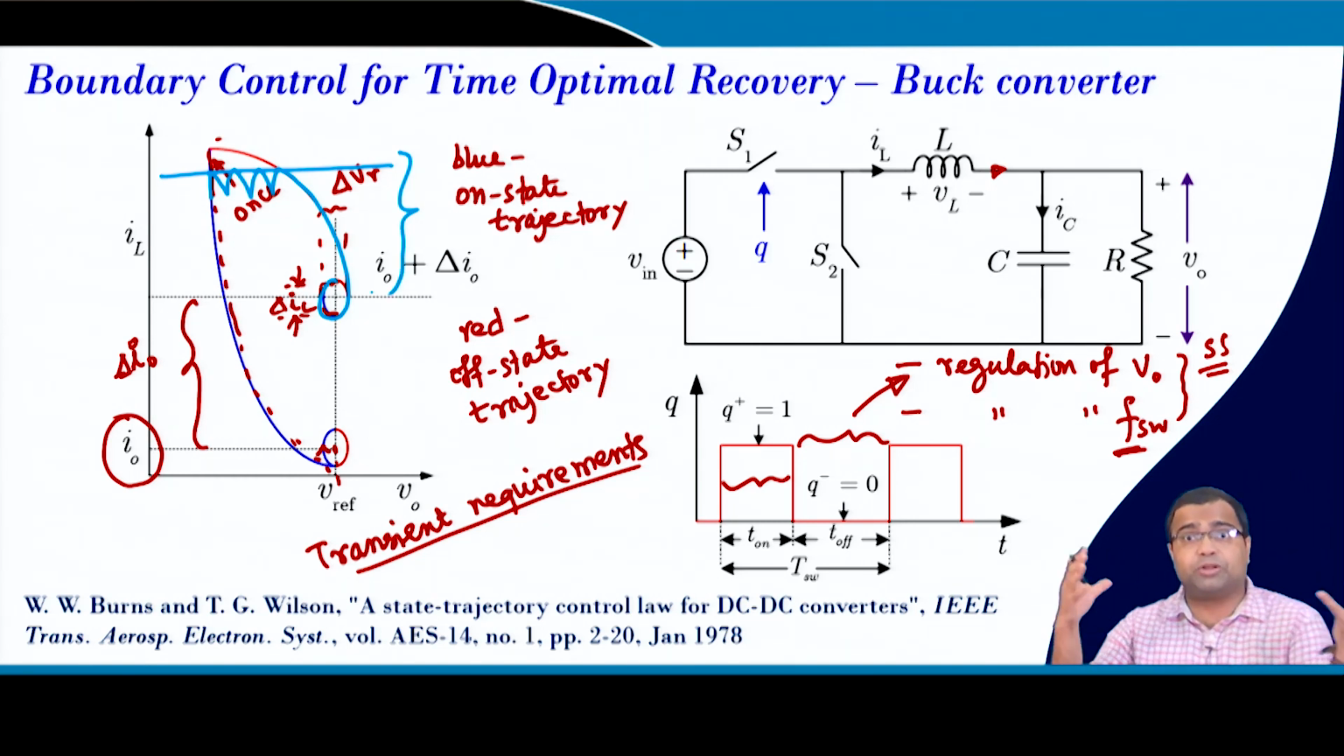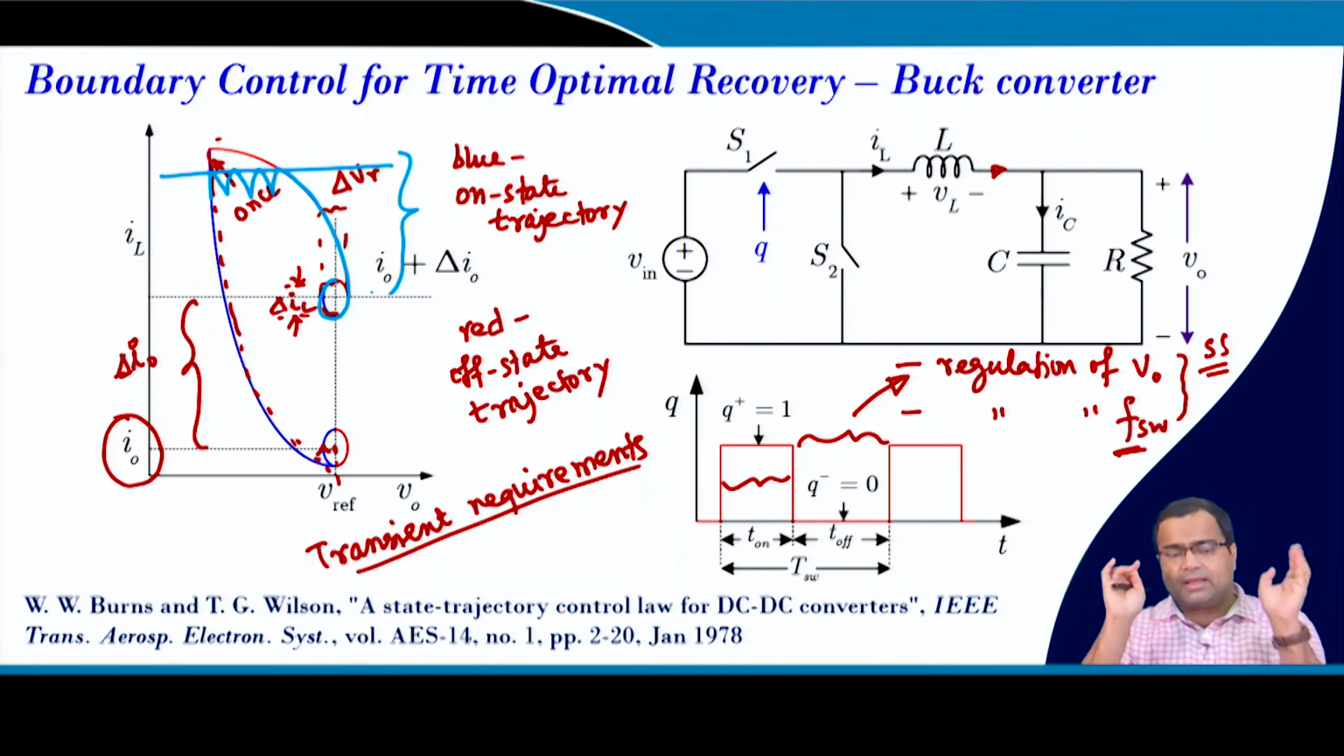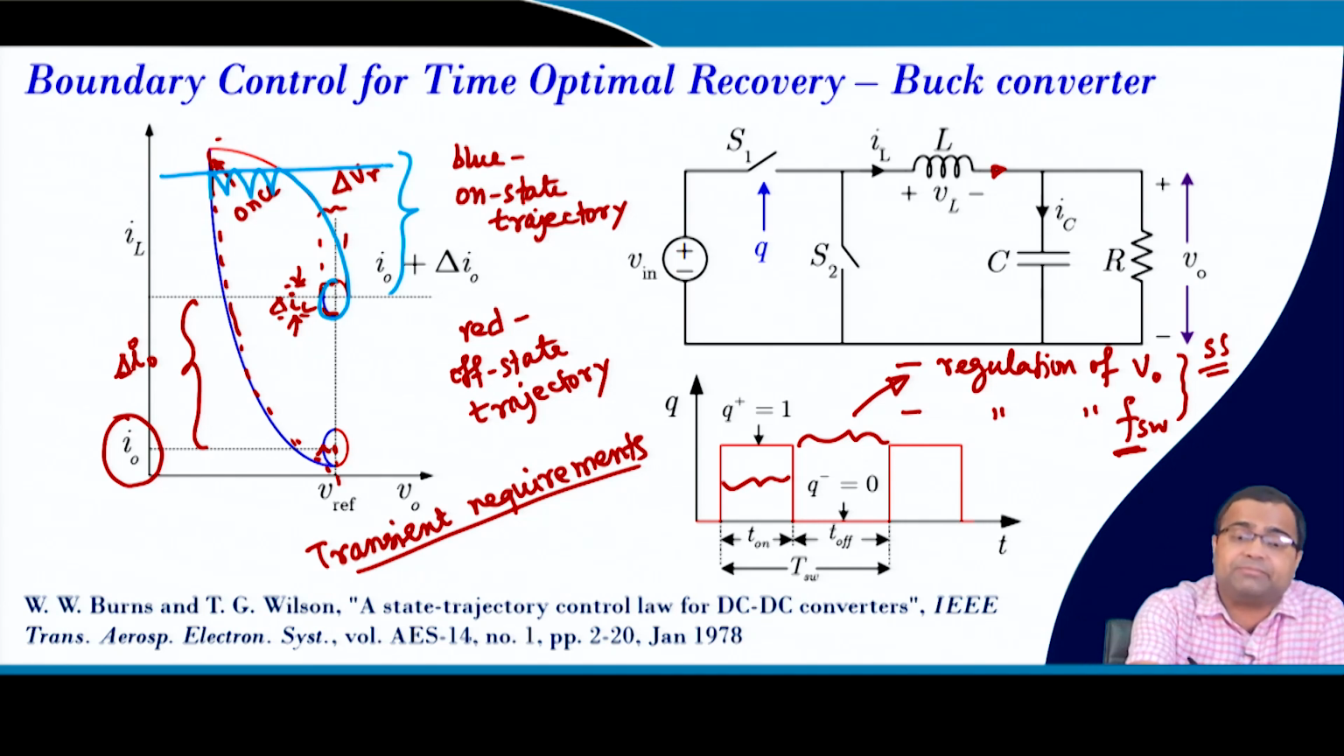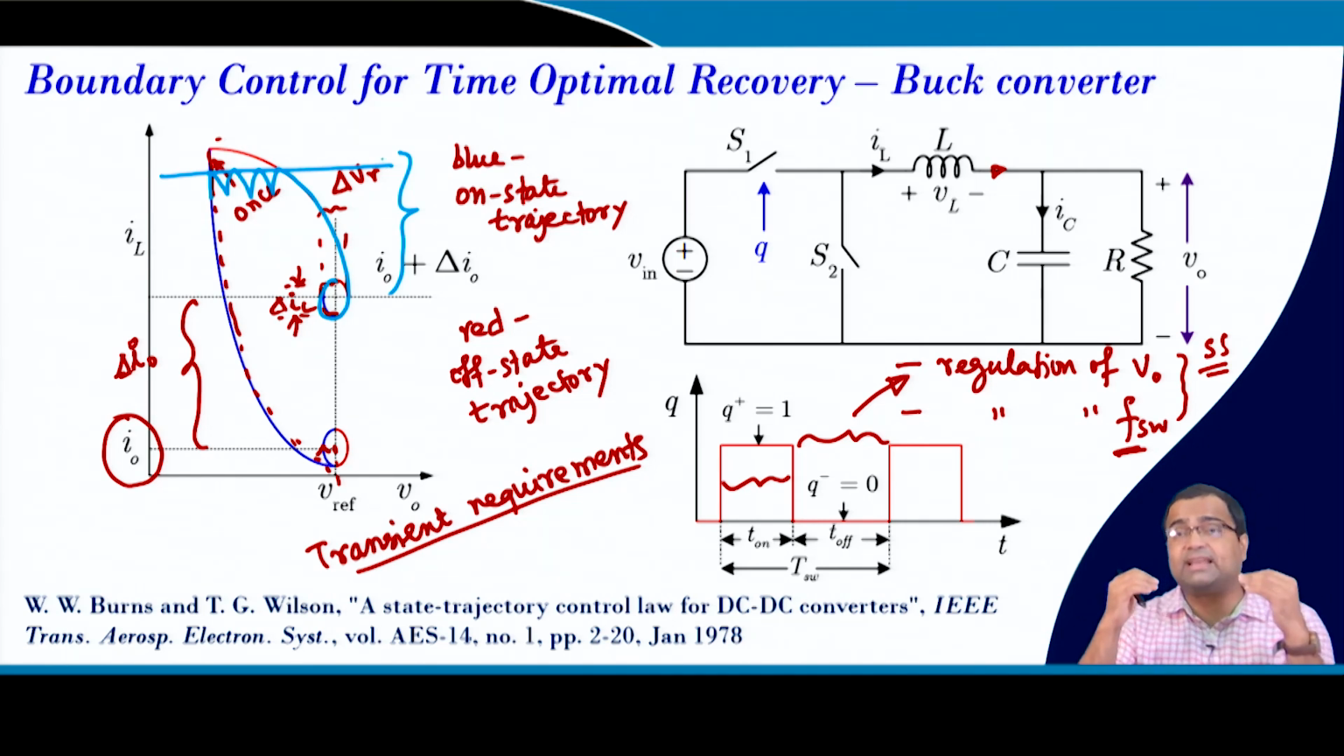Sometimes this current overshoot may not be acceptable, because there can be some limit in the inductor, but in general these current limits are okay. But even if you put a limit, we have to devise a control strategy where it will not allow the inductor current to go beyond a certain value. So, there should be some kind of current control mechanism.